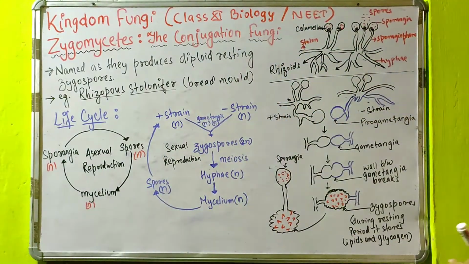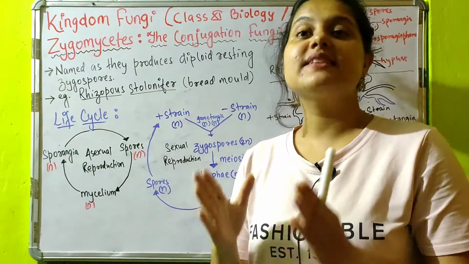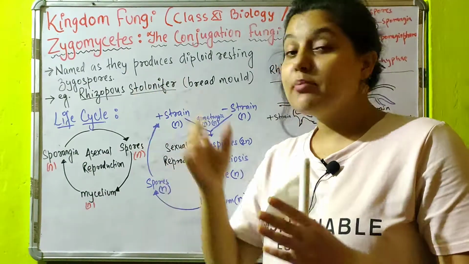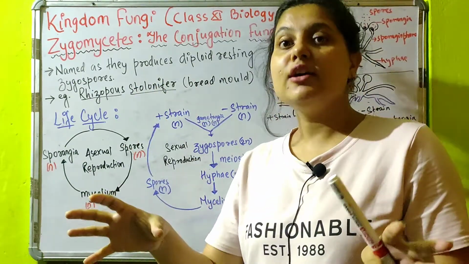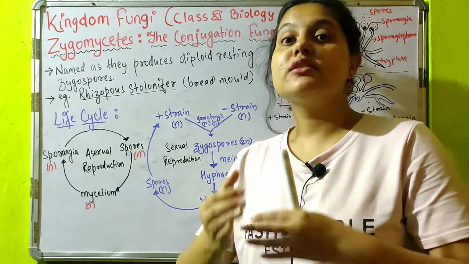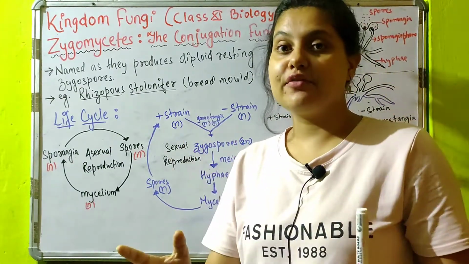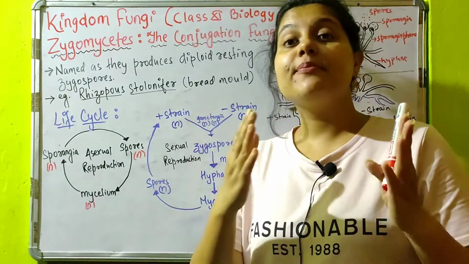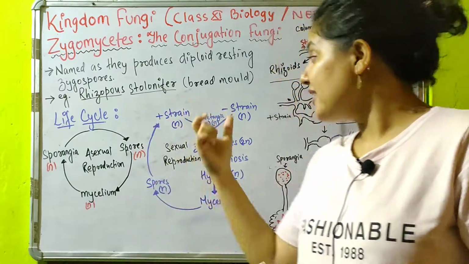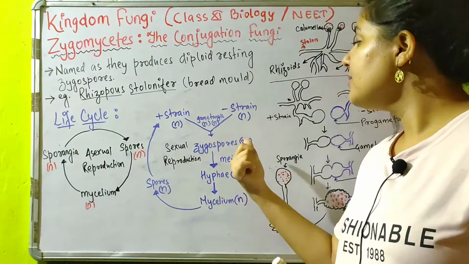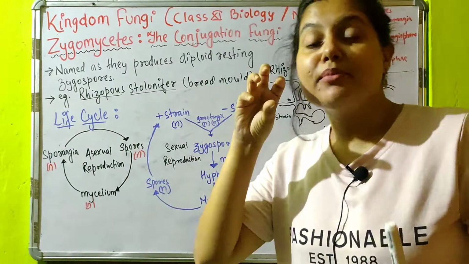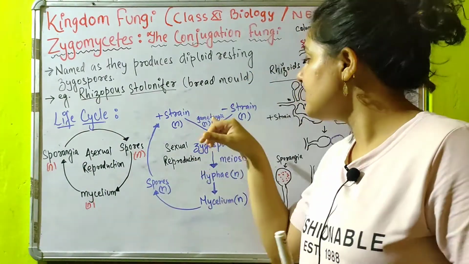So coming to the sexual reproduction, the sexual reproduction happens by the conjugation of plus and minus strand. Okay, what are plus and minus strand? Zygomycetes are similar in morphology, but their inner constituents or their physiology is different. There are two types, like we have male and female. In the same way they also have plus and minus strand, and they both conjugate to form zygospores.